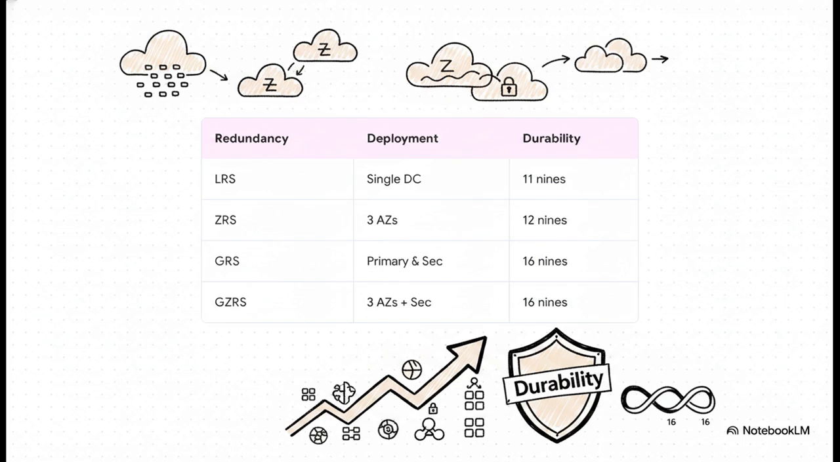Look at the durability column there. LRS alone gives you 11 nines of durability, which is already wild. But as you spread that data out across multiple availability zones and even entire secondary geographic regions, that durability just skyrockets.